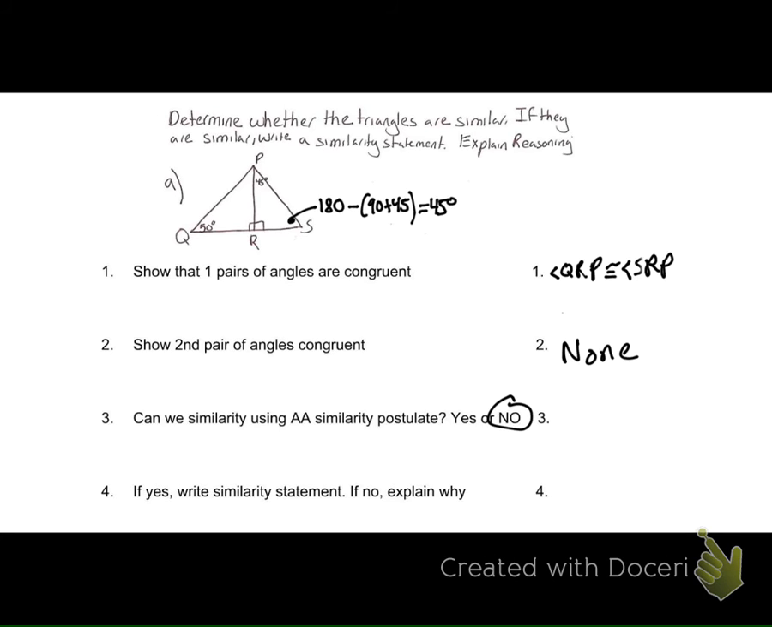And then we write a similarity statement. We can't. So we say not enough information. On our test, is the question going to be numbered like that? No, you're going to have to know how to do that. Not enough congruent angles. Now put not enough congruency.